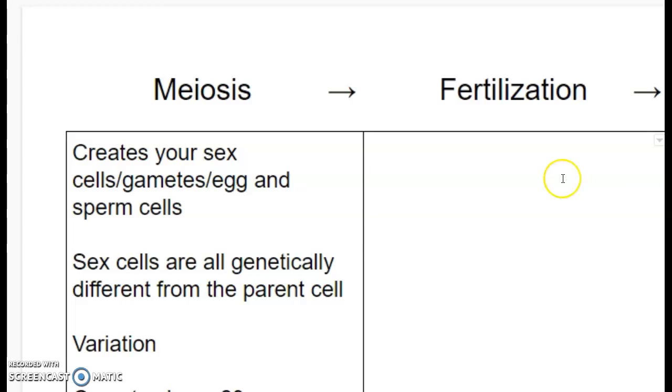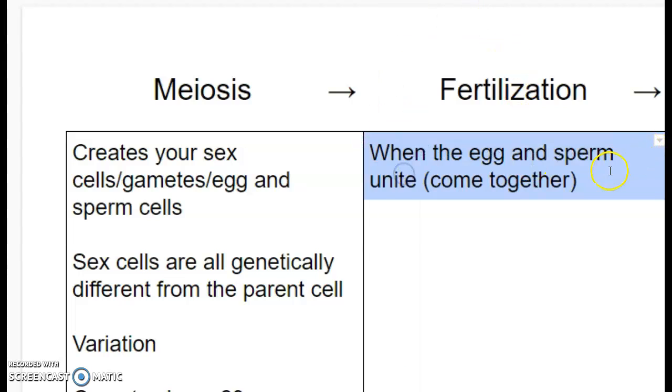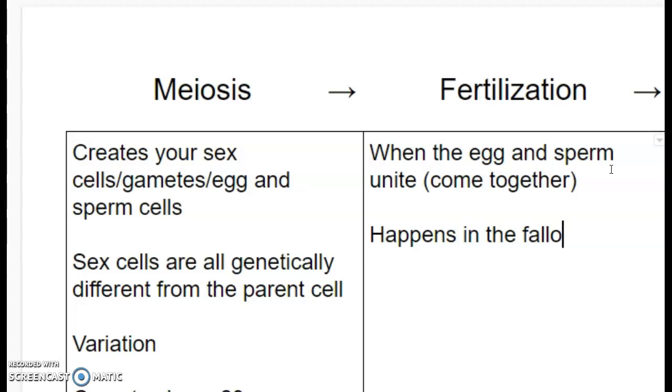Alright, so let's come back up here for our next process. So fertilization is when the egg and sperm unite, or come together. It happens in the fallopian tube.